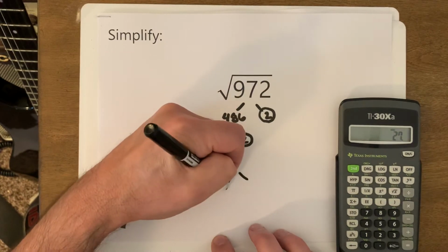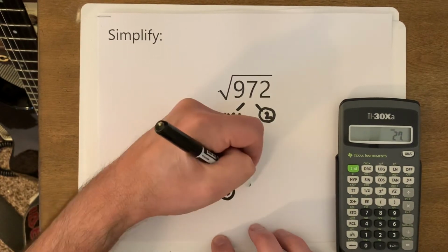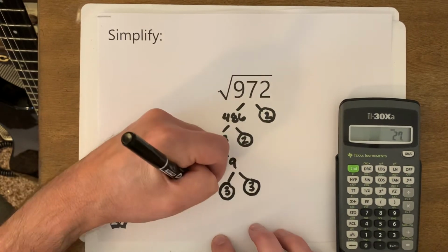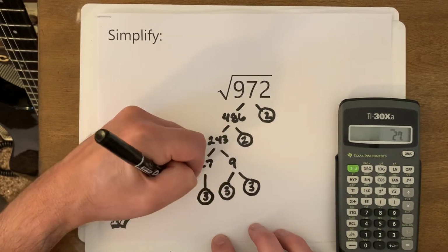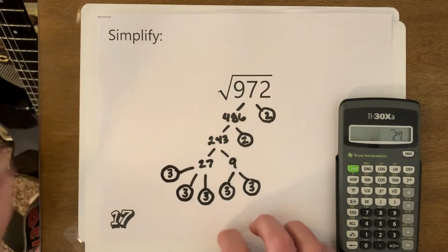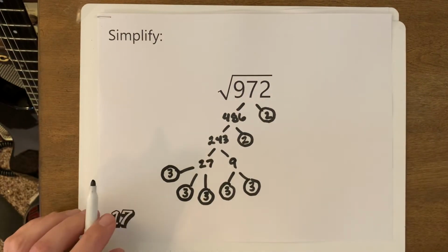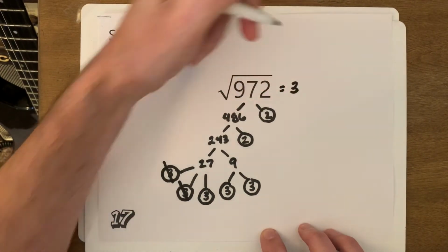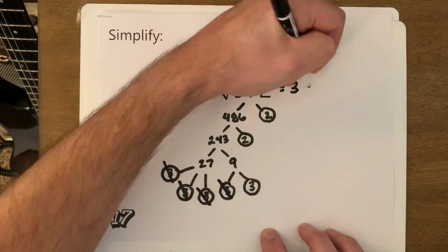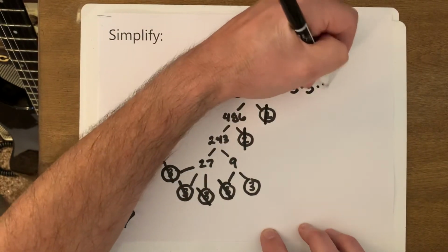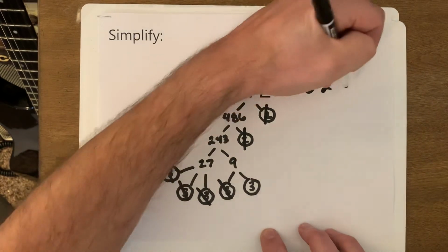Okay, so the 9 gives me a couple 3s. The 27 gives me 3 more. It's a perfect cube. All right, so let's see what we got. A pair of 3s. Another pair of 3s. A pair of 2s. And 1 3 still left.